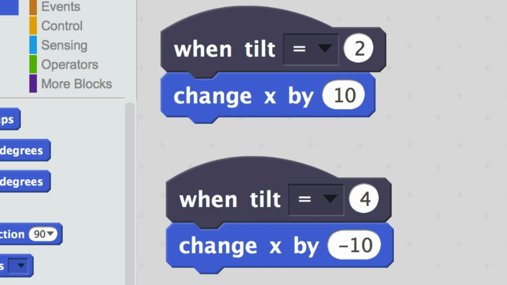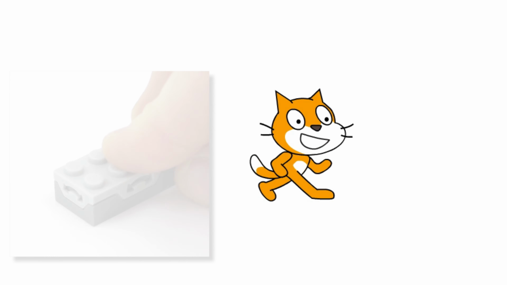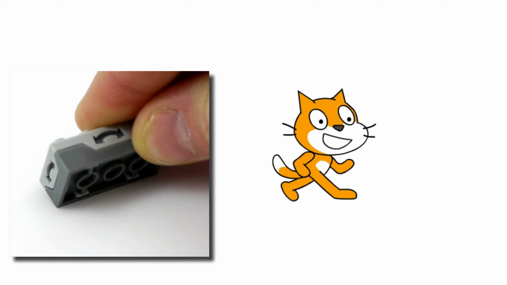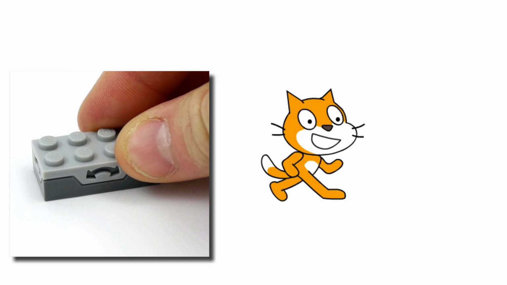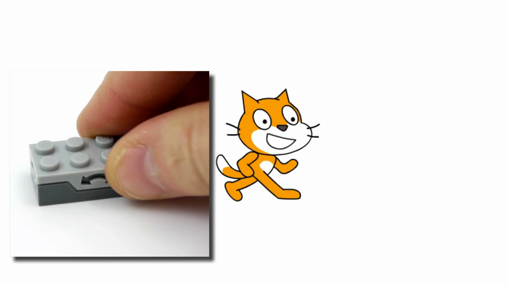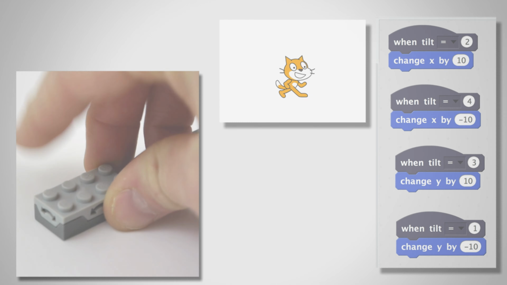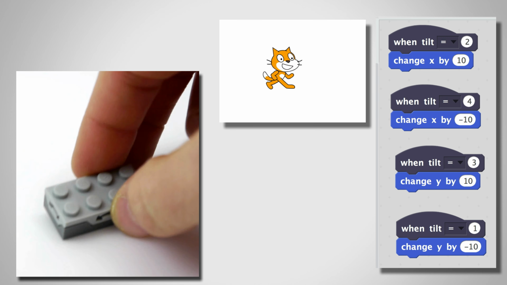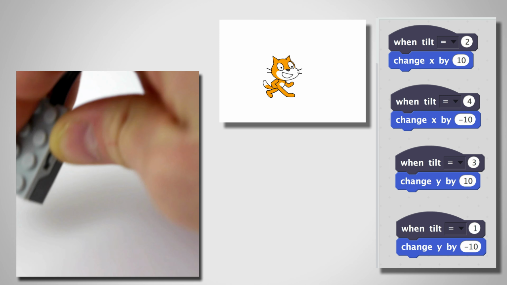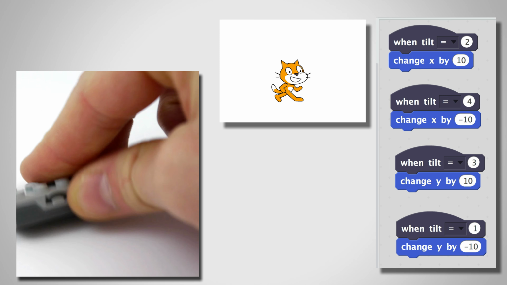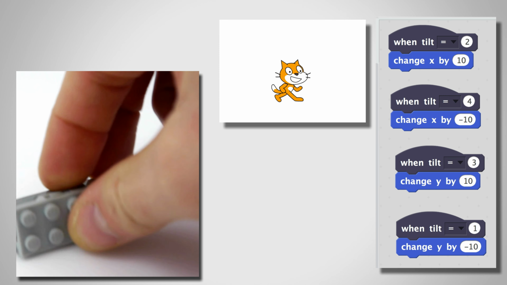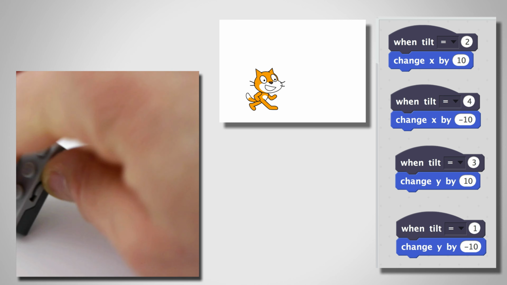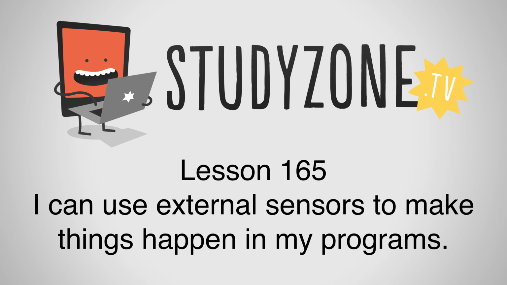Let's test these pieces of code. As you can see, as I change the direction of the switch, the cat moves. I'll now add the remaining blocks of code so I can make my cat move in all directions. Clearly these are very simple examples, but as you can see, by using external sensors we were able to make our programs react to real-life conditions. As well as opening up exciting opportunities for different ways of controlling games, this also makes it possible for people with severe physical disabilities to control a computer.